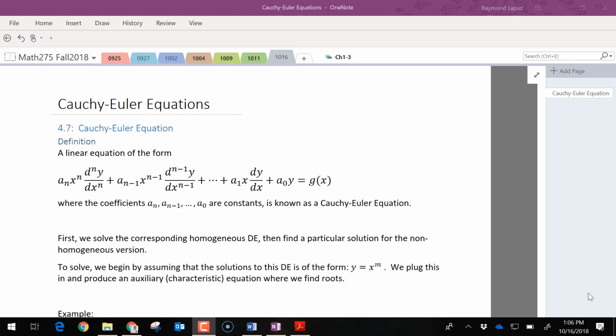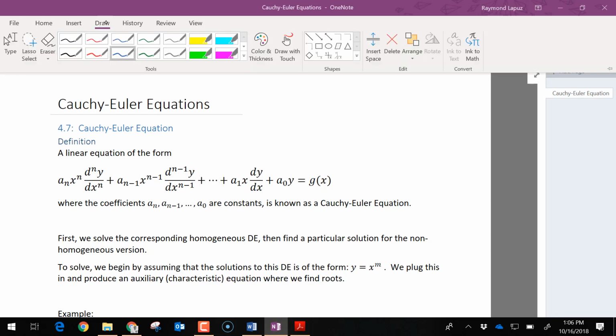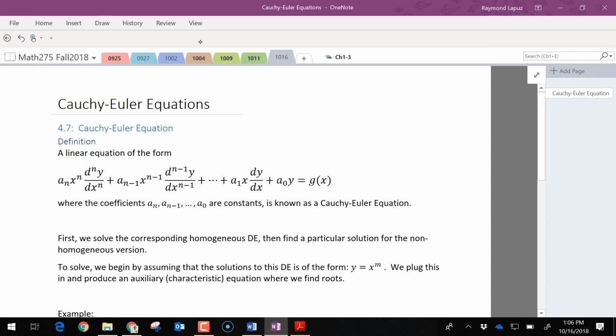And if you look at it carefully, you can see that there are non-constant coefficients, but those non-constant coefficients have a special pattern. They have to actually match the y derivative with the power.